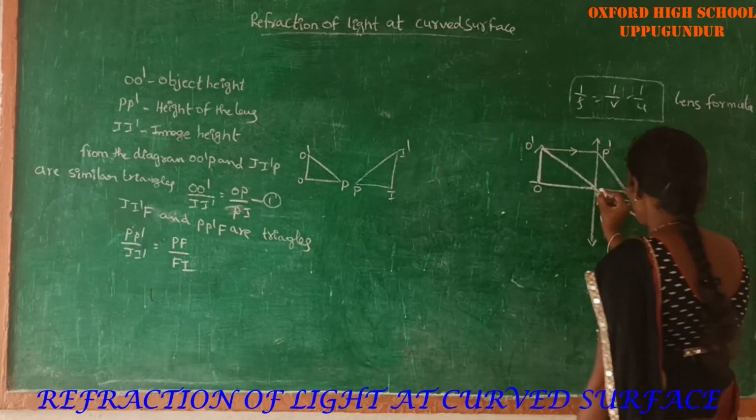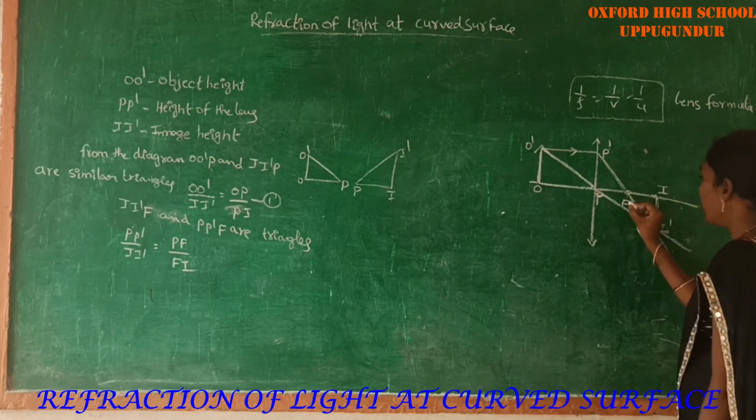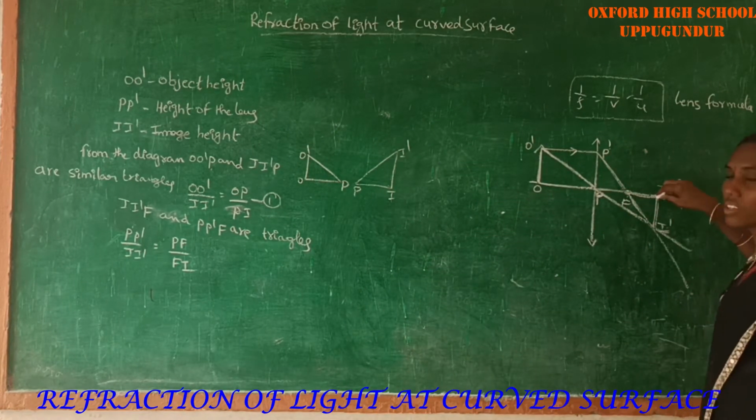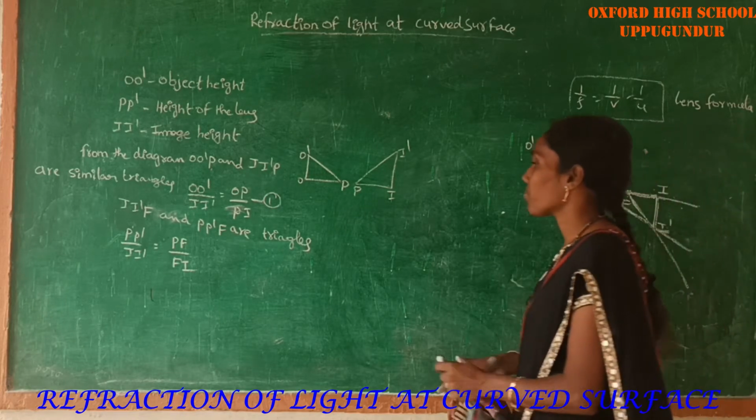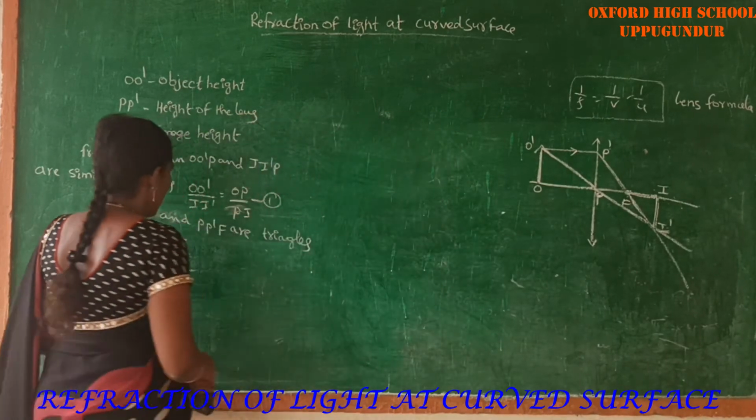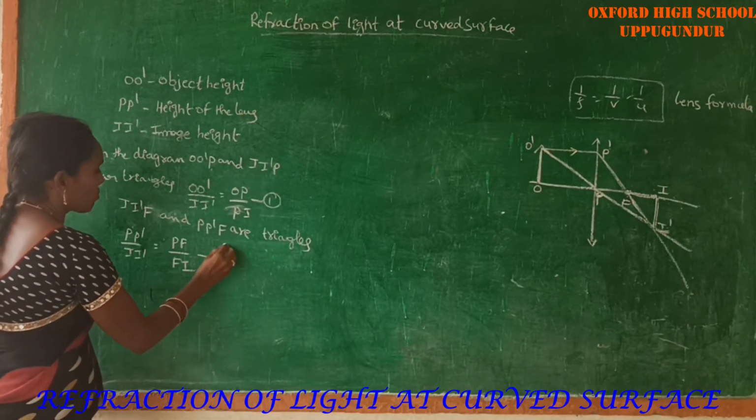Here the distance from pole to focus is PF, and the distance from focus to image is F to I. That's why PF by FI. This is equation number 2.